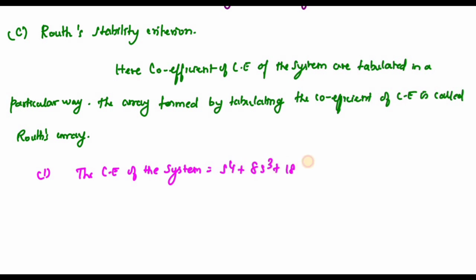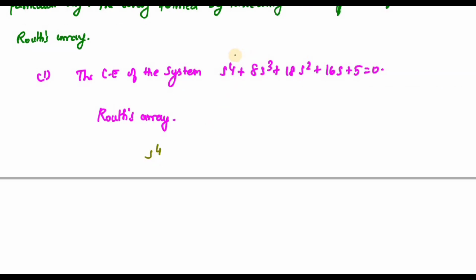In the given problem, the characteristic equation is s power 4 plus 8 s cubed plus 18 s square plus 16 s plus 5 equals 0. Now I am going to form the Routh's array. For s4, the coefficients are 1, 18 and 5. For s3, it is 8, 16 and 0.